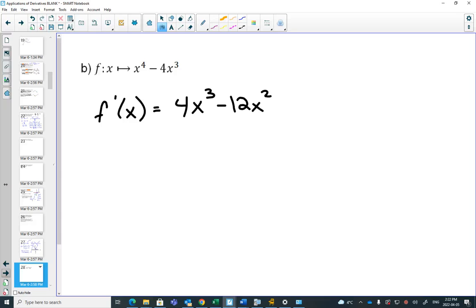Drawing, sketching. There's our derivative. We set our derivative equal to 0. Do you see that you could factor out a 4x squared in common, leaving you with x minus 3?